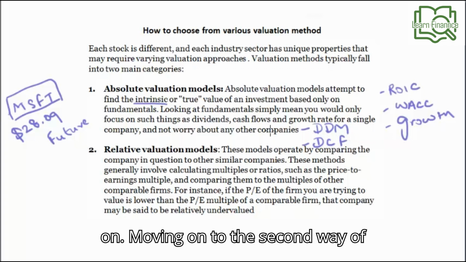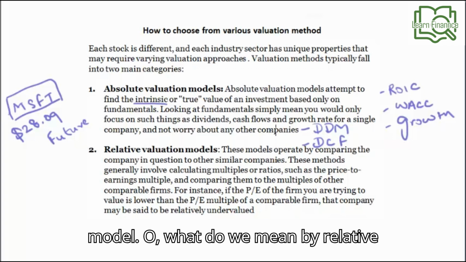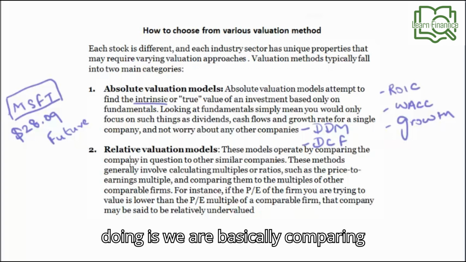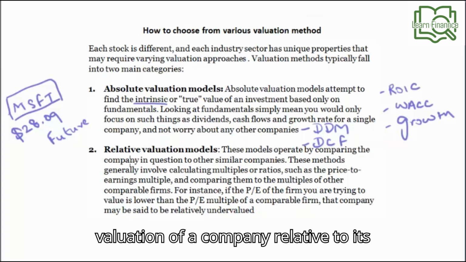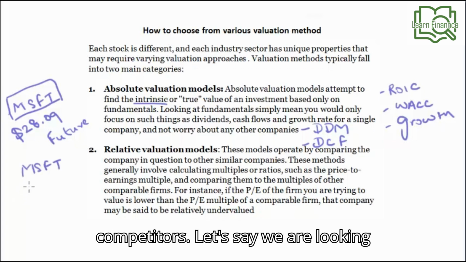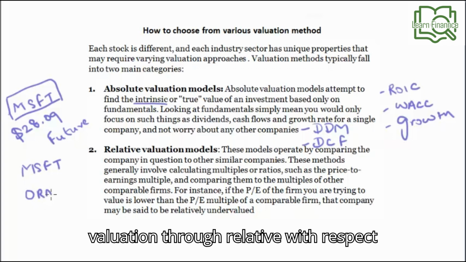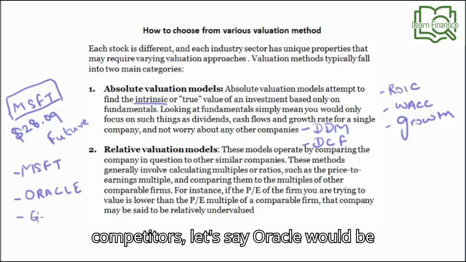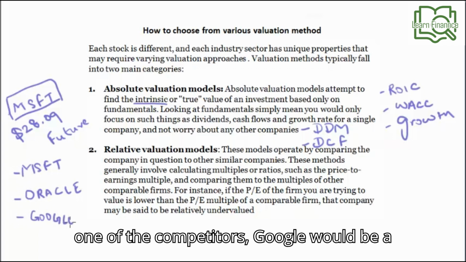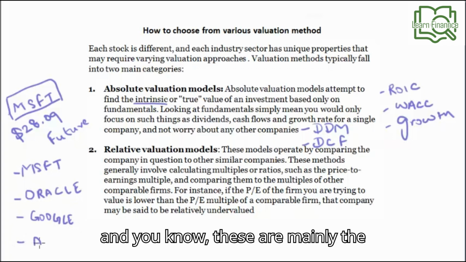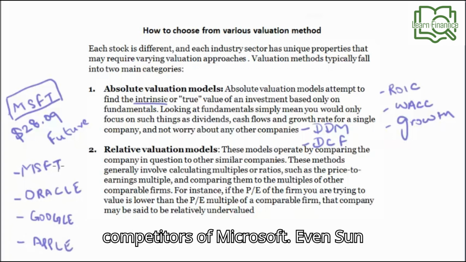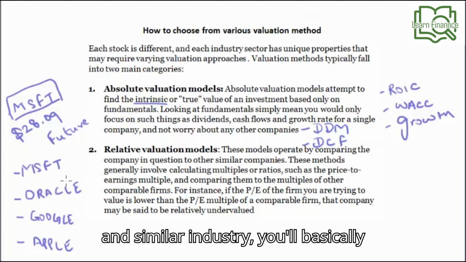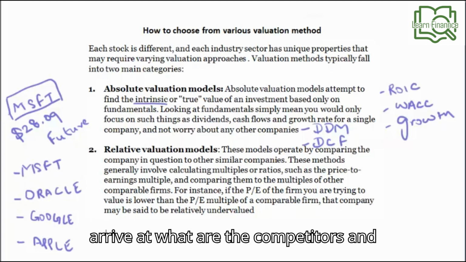Moving on to the second way of valuing a company, the relative valuation model. What do we mean by relative valuation model? In this, we are comparing the valuation of a company relative to its competitors. Let's say we are looking into Microsoft. Which other companies would be its competitors? Oracle would be one of the competitors, Google would be a competitor, Apple would be a competitor. These are mainly the competitors of Microsoft. Even Sun Microsystems would be a competitor, and so on.